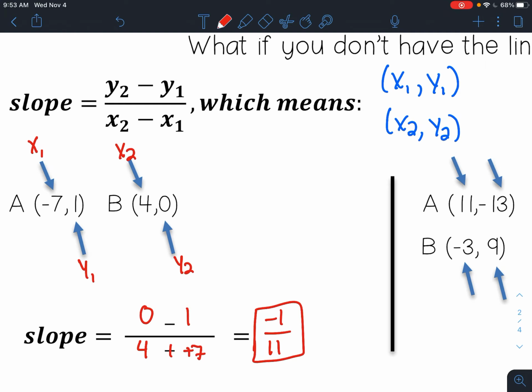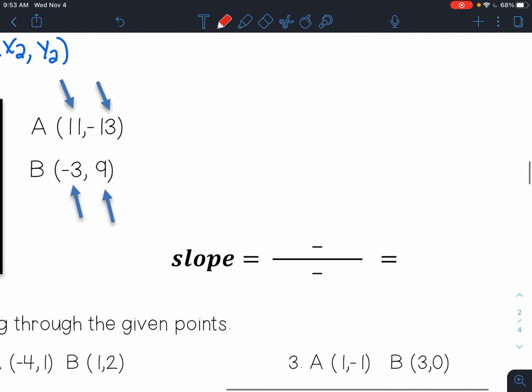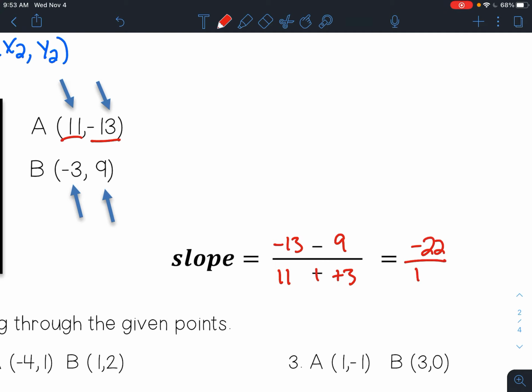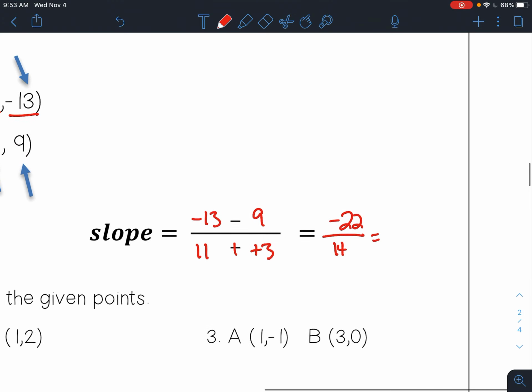Again, it does not matter which one you label as either one of them, because my fraction will reduce. It's still going to come out to be the exact same thing. So here, if I do negative 13 minus 9, that's my y value subtracted. Since I started with negative 13 up top, I have to start with 11 in the bottom. So that's why in this case it has to be set up that way based on my choice. So negative 13 minus 9 is a negative 22. When I subtract negative 3, I get 14 in my denominator. And then I just have to reduce that fraction. They're both even. So negative 11 over 7 is my slope.